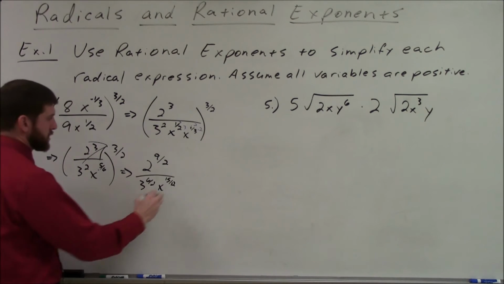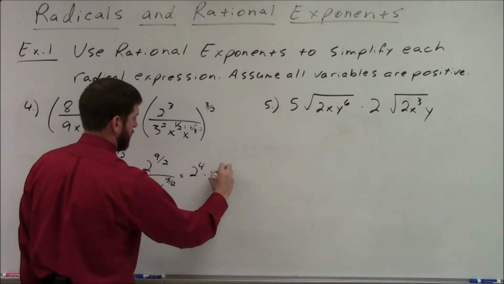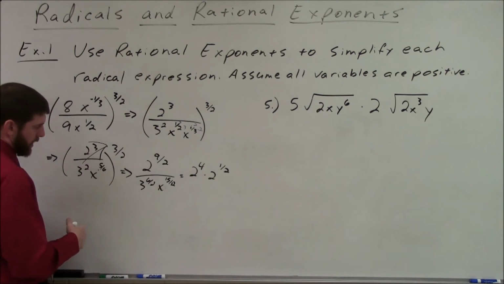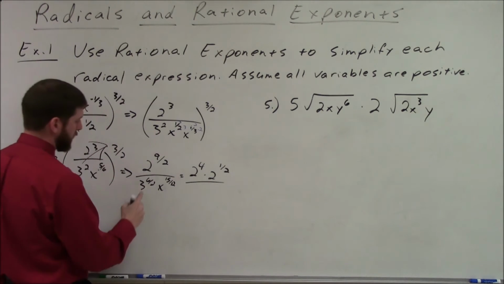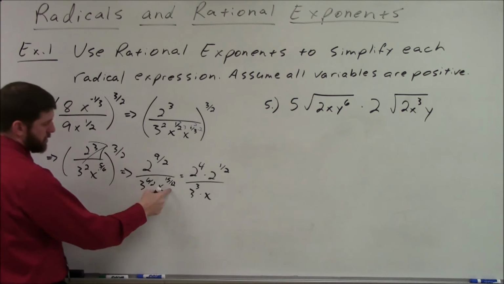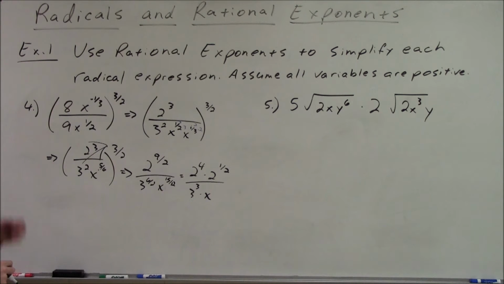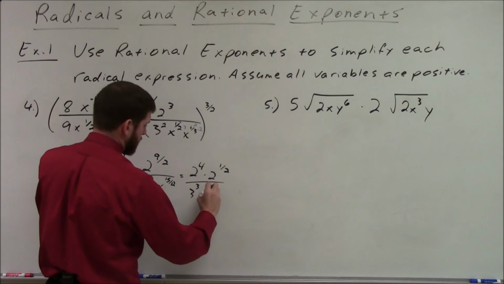Reduce each of your fractions. So we're going to get 2 to the 4 1/2. I'm just going to go ahead and separate it right there because we know it's 4 1/2, and we're going to separate in a second anyways. That's 3 cubed. We're going to get x to the 15 over 12, which is 5/4 if we divide by 3, so 1 1/4.